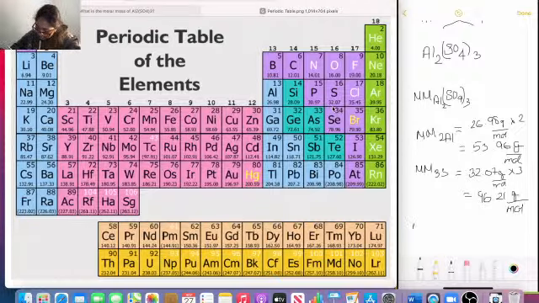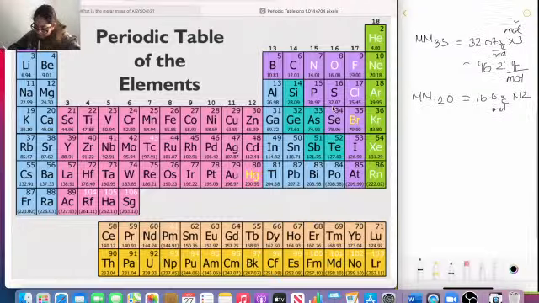So lastly, oxygen, right? We have basically 12 oxygens, and if you see from the periodic table, oxygen has a molar mass of 16 grams per mole. So this is 1 mole again. We have 12 in this case, so we have to multiply this by 12. And so 16 times 12, we have 192 grams per mole.